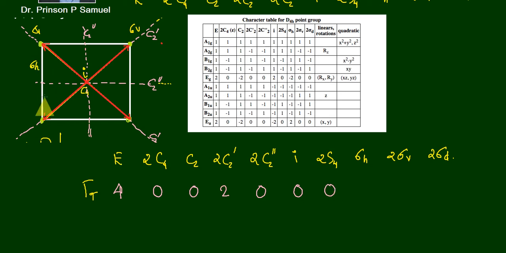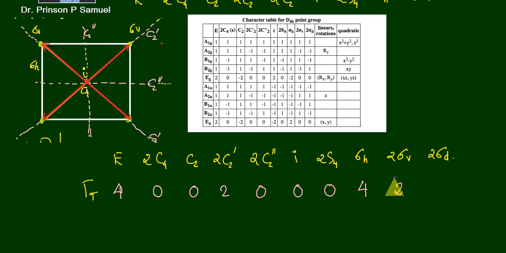What about sigma h? Sigma h is the molecular plane itself. All the bonds are in the molecular plane. Therefore, during sigma h, none of the bonds will change their position. All the bonds will maintain their position. Therefore, the total character corresponding to sigma h is equal to 4. And what about sigma v? Sigma v means this vertical plane, right? The plane which is perpendicular to the plane of the board, and at the same time contains two of these vectors. These two vectors will not change position. Therefore, during sigma v, the total character is equal to 2.